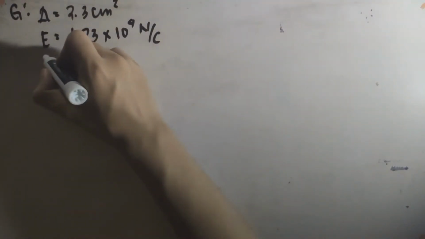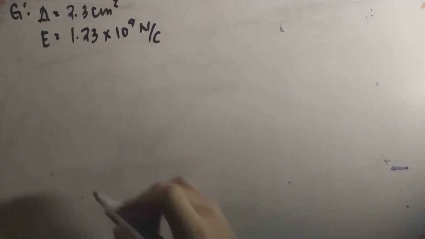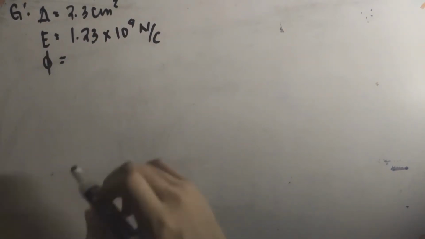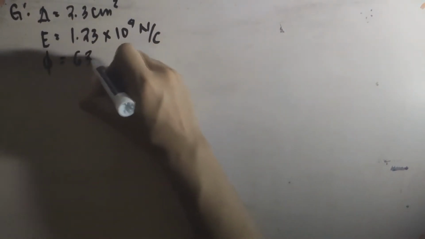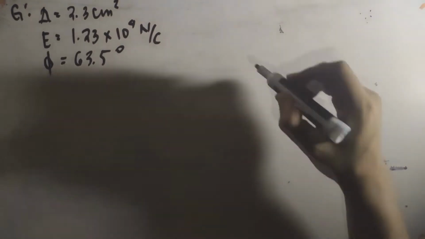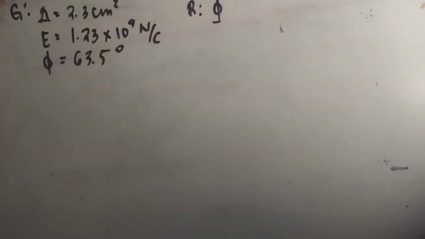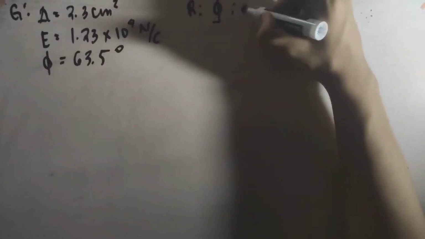Alright. Then we have an angle from the normal line according to the problem. That means the angle given is already phi, which is 63.5 degrees. Okay? So knowing those, we can immediately conclude that the required, of course, as per the lesson, is electric flux. Okay? So this is electric flux, don't forget that.